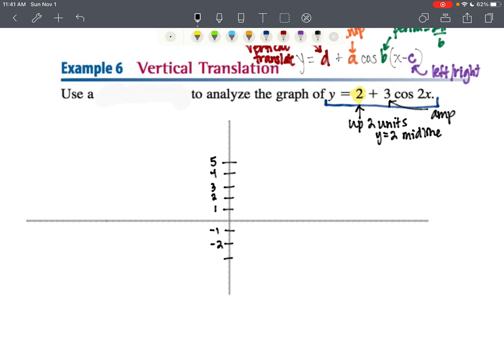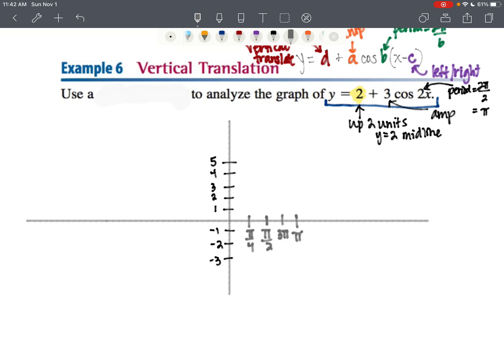-1, -2, -3. And then the period is going to be 2 pi divided by 2. And 2 pi divided by 2 is just pi. So let's change this back to gray. So pi will make this a length of pi. Halfway between 0 and pi is pi over 2. And then halfway between 0 and pi over 2 is pi over 4. And halfway between pi over 2 and pi is 3 pi over 4.